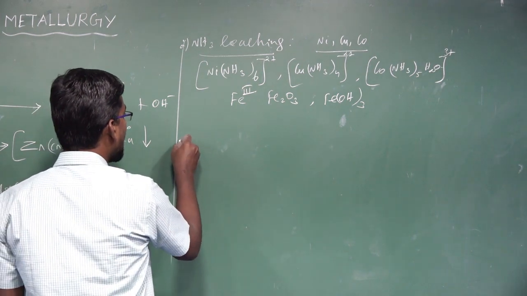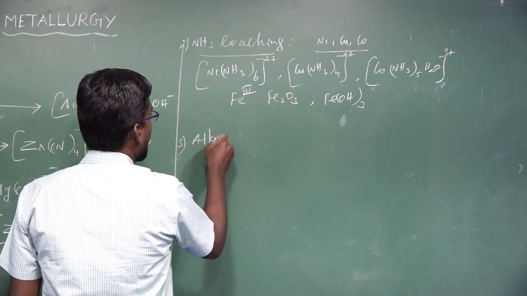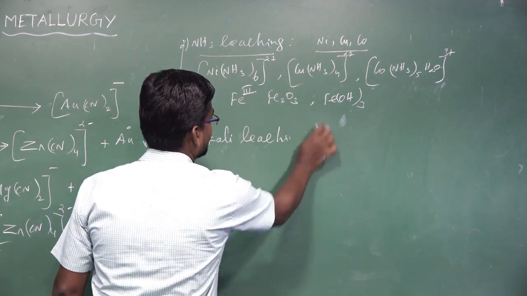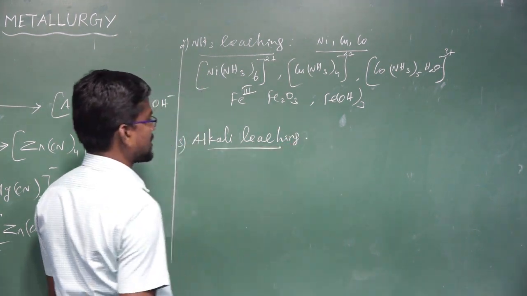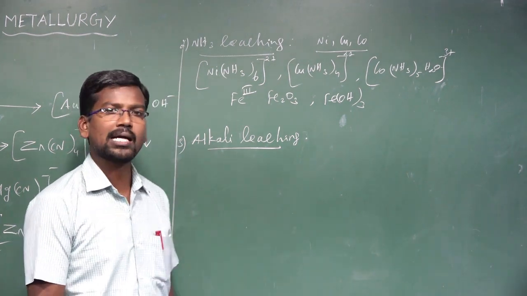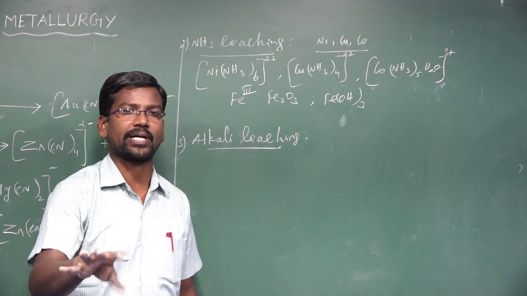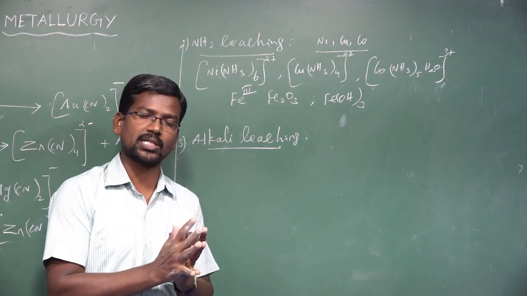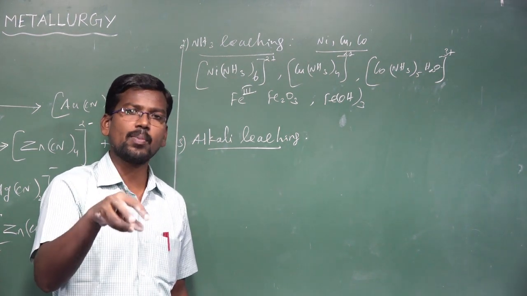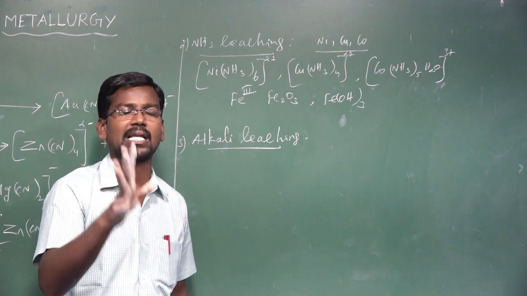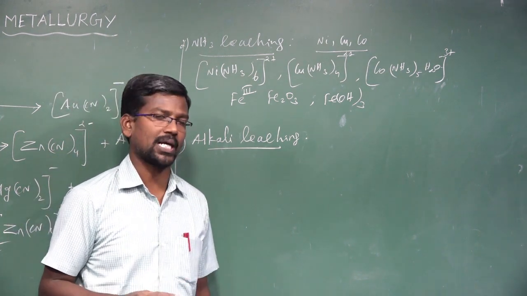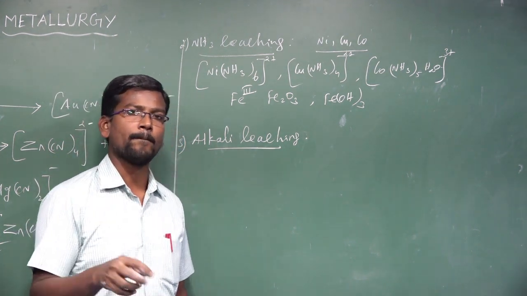Next one, alkali leaching. What is the meaning of alkali leaching? By using an alkali such as sodium hydroxide, potassium hydroxide, alkali metal hydroxide leaches certain metals. In the alkali leaching process, the crushed or powdered ore is soluble in metal hydroxide, especially alkali metal hydroxide, sodium hydroxide or potassium hydroxide. For example, aluminium metal can be extracted from bauxite ore.